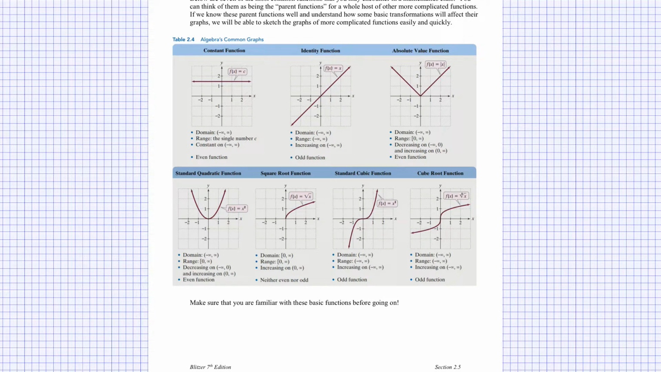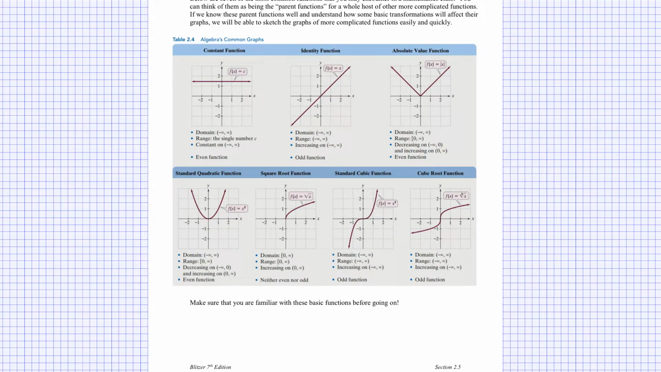Now, the next one we're going to think about is the standard quadratic function. F of x equals x squared, or y equals x squared. And we can see that the points that will appear on this graph, 0 squared is 0, 1 squared is 1, 2 squared is 4, negative 1 squared is 1, negative 2 squared is 4, right? So this is a U shape.